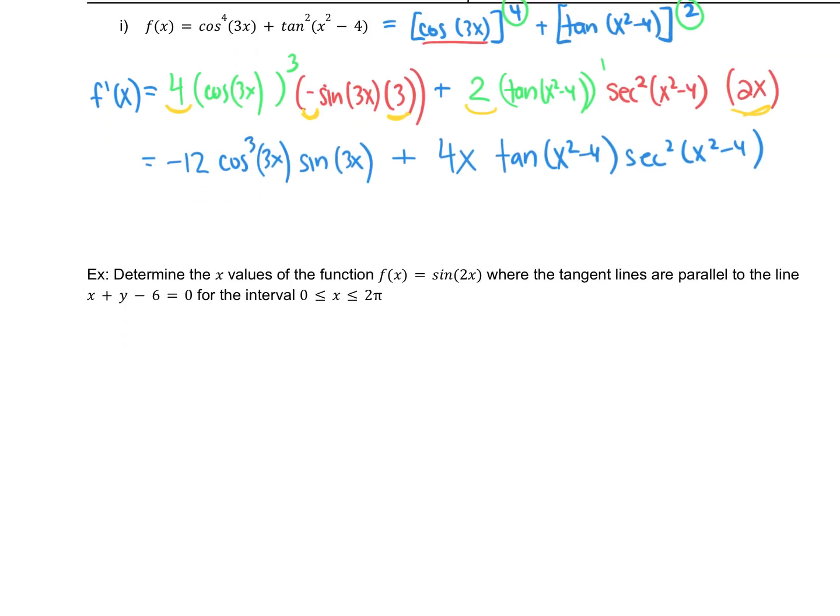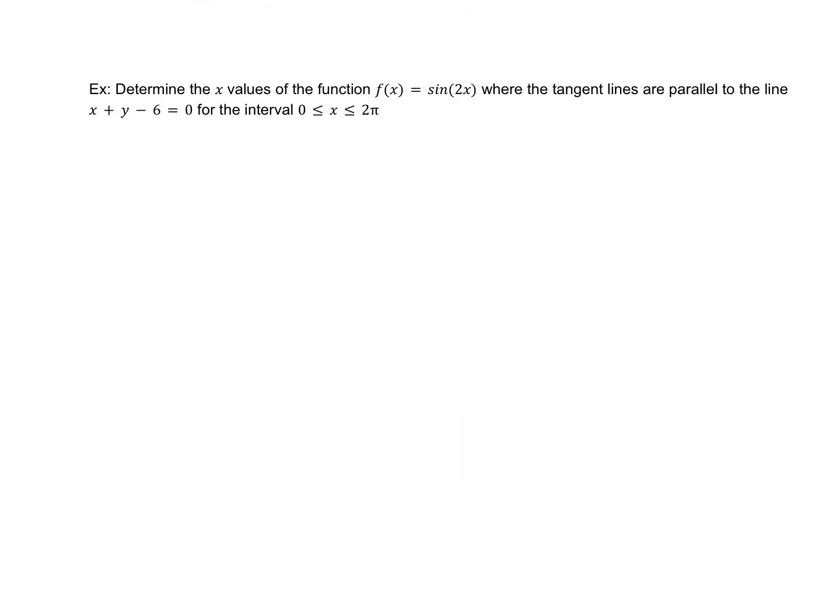All right. And final question here. We are going to determine the x values of the function f at x equals sine of 2x, where the tangent lines are parallel to the line x plus y minus 6 equals 0 for the interval 0 to 2 pi. So just before I take any derivatives, I'm just going to isolate for y here.